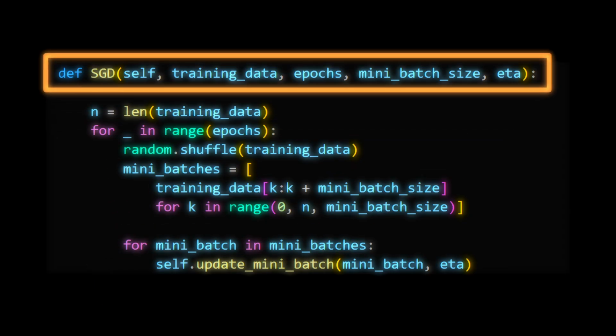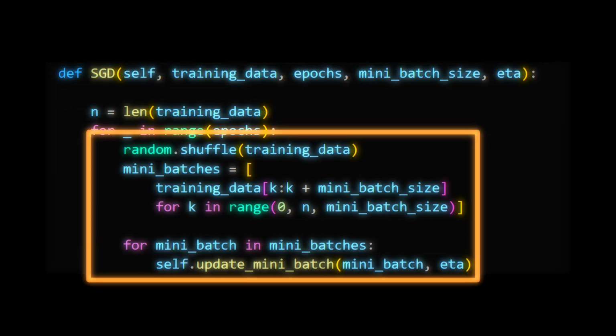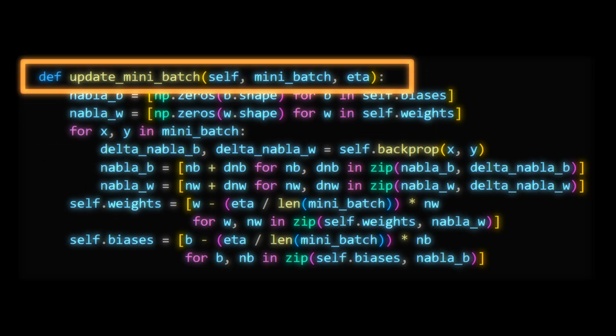SGD stands for stochastic gradient descent. Here, epochs represent how many times the neural network goes through the entire training dataset. It's similar to how repeatedly studying the same material helps us remember it better. Then we shuffle the training data and split it up into different batches, and we just train the network based on that mini batch. Now in our update mini batch function, we take in a parameter eta, which just controls how fast the network learns in a way, which we'll see in a second.